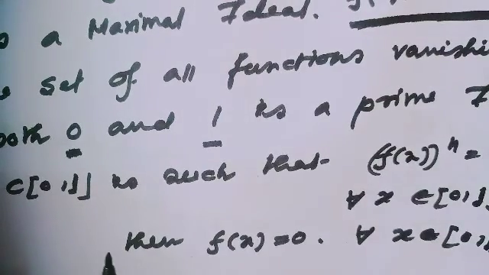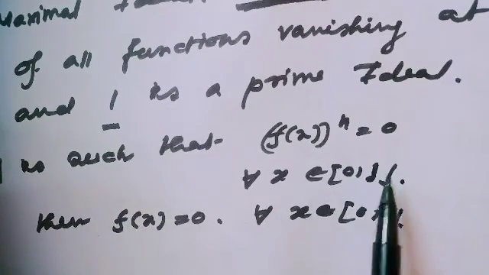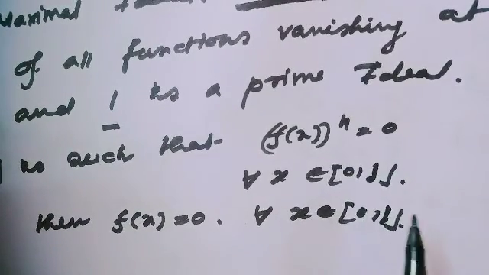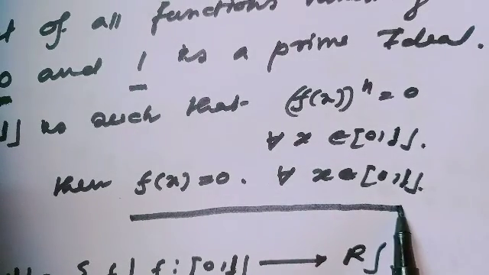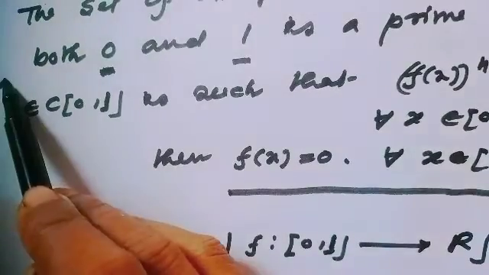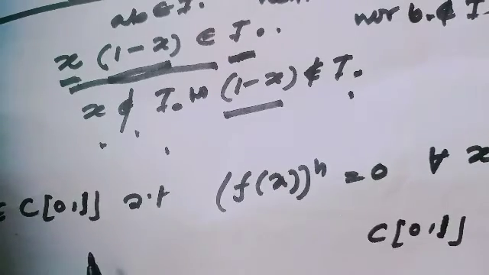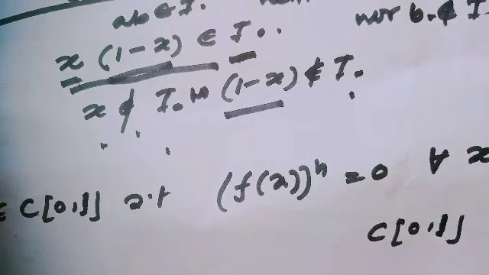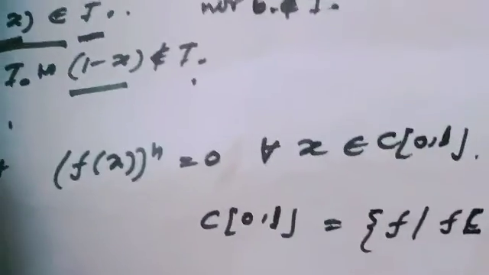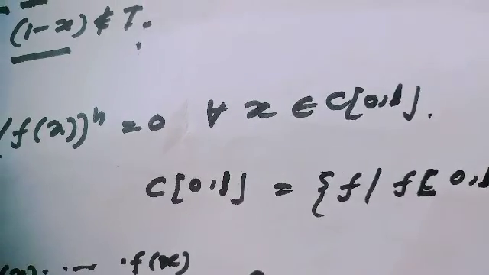And option 4 indicates f belongs to C[0,1] such that f(x) to the power n equal to 0 for all x belongs to [0,1], and that implies f(x) equal to 0 for x belongs to [0,1]. This is a trivial case. This option is always true. Let's see again. Given f belongs to C[0,1] such that f(x) to the power n equal to 0 for all x, where C[0,1] is the set of continuous functions from [0,1] to R.